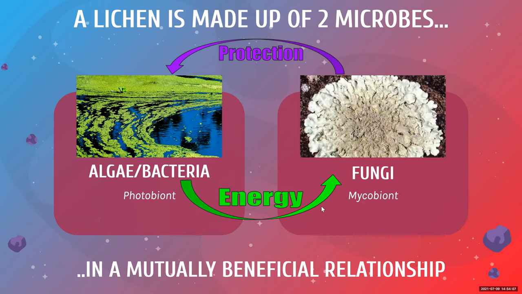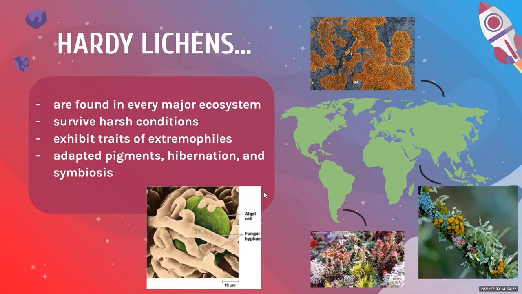couldn't otherwise. And this is why they may be considered extremophiles. First off, lichens are found in basically every major ecosystem on Earth. So that means they're found in the Arctic, in deserts, in mountains, in forests, they're found everywhere, even in the ocean. And they come in a bunch of different shapes and sizes, and they're able to survive in super harsh conditions like extremophiles. So they can do drastic high temperatures, low temperatures, pressures, radiation.